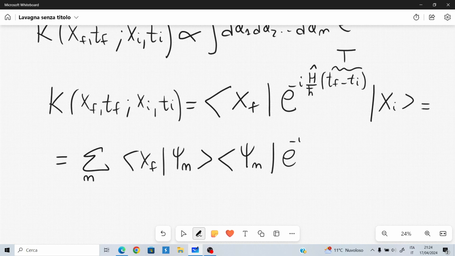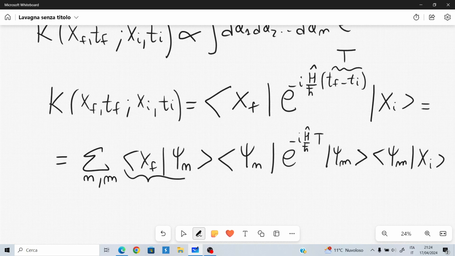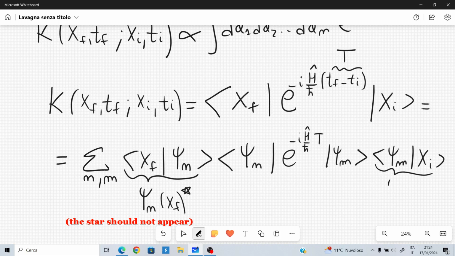Then we have e to the minus i Hamiltonian divided by h bar capital T, and I'm going to put psi sub m, so we have a different integer here, so we also have to sum over this. We are introducing another completeness relation, psi sub m, and then finally we have x_i. Now, in the Schrödinger way of expressing quantum mechanics, this is just a wave function psi sub n of x_f star, whereas this one here is psi sub m of x_i.